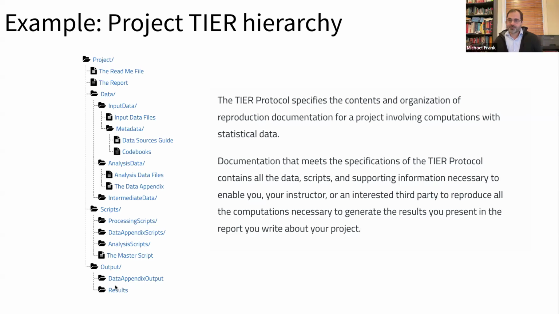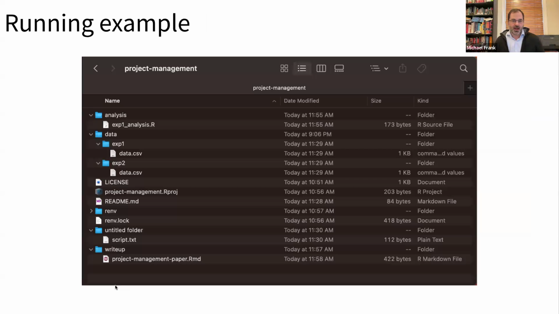What I do is very slightly different, but pretty similar. Here's the folder hierarchy that I made up for this running example, but this looks like a lot of our lab's projects. So I've expanded all of the subfolders here and just taken a screenshot. You can see here's the analysis directory, experiment 1 analysis, the data. I've got experiment 1 and experiment 2 data files. Maybe I should have named these experiment 1 data, but maybe not. I think either way is fine.